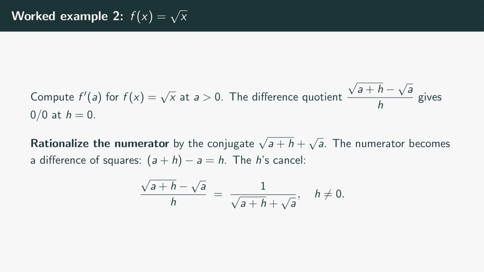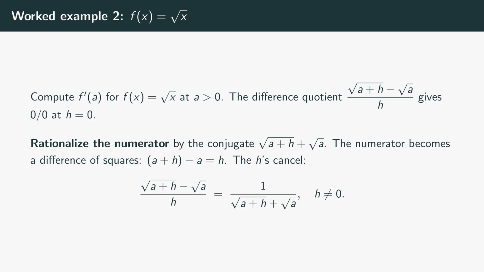A second example, more interesting algebraically. Take f of x equal to the square root of x and compute the derivative at a strictly positive point a. We need a positive, since square root isn't defined for negative x. The difference quotient is the square root of a plus h minus the square root of a over h. Plug in h equal to 0 and you get 0 over 0. The factoring trick from the last example doesn't work. There's no obvious h factor on the top.